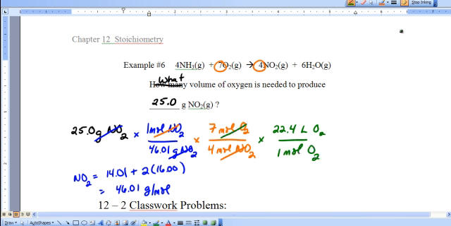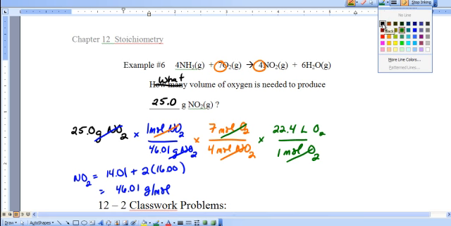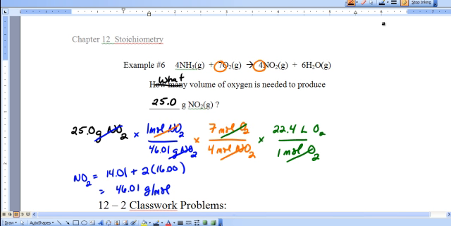The moles of O2 divide out, top and bottom, and now we've successfully gone from grams of NO2 to moles of NO2. It's always the first step to go to moles. Use the mole ratio to change from moles of NO2 to moles of oxygen. Use the molar volume to change from moles of oxygen to liters of oxygen. And now if you take 25 times 1 divided by 46 times 7 divided by 4 times 22.4 divided by 1, you should get a volume of 21.3 liters of O2. Of course, that is at STP.